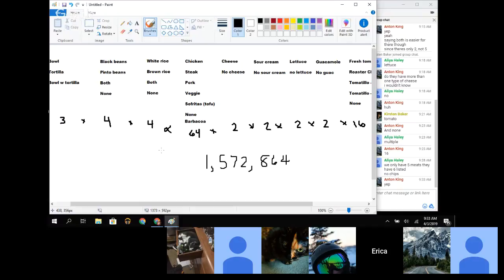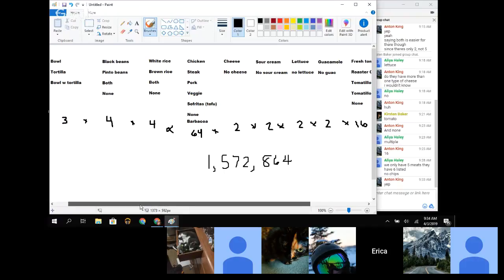Instead, multiply by 32. We still have 786,000. So even if you take out one of these meat choices, we're still at 786,000, right?